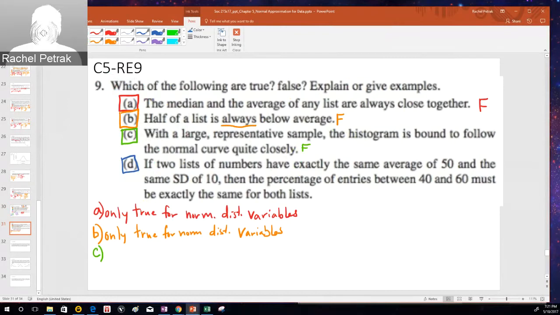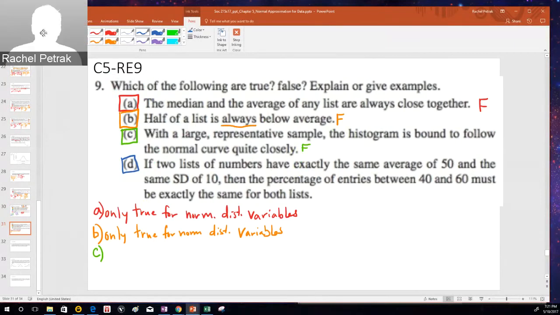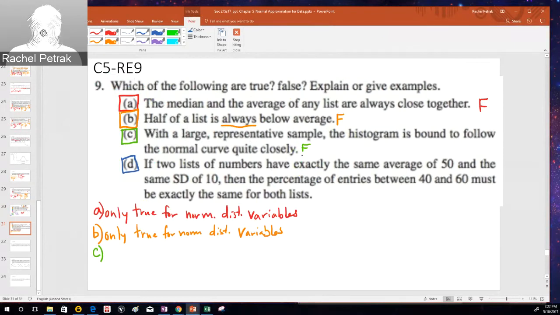If two lists of numbers have exactly the same average of 50 and the same standard deviation of 10, then the percentage of entries between 40 and 60 must be exactly the same for both lists. Anybody want to guess out there? We've got a trend going, so if you follow the trend, you'll probably be right if you say this one is false.